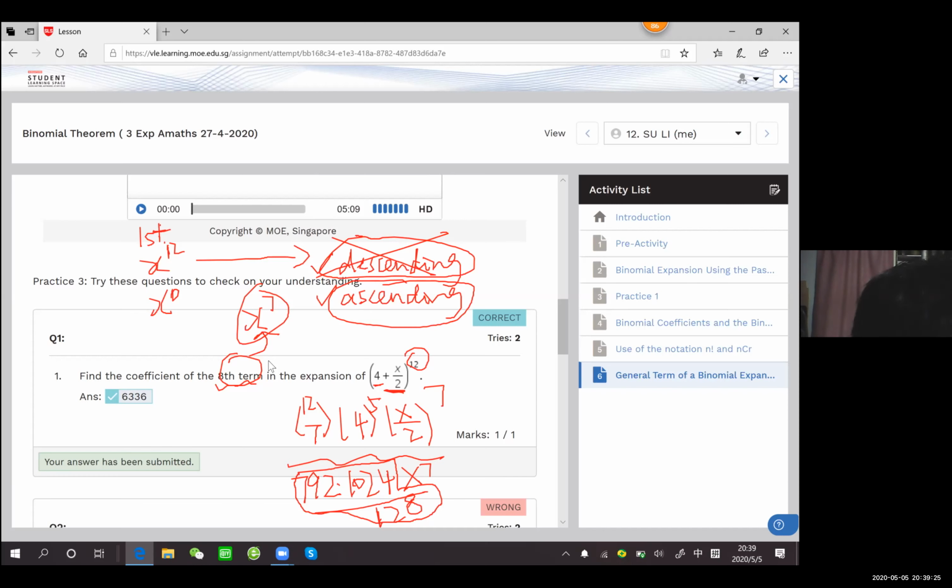With the x to the power of 7. No, they want the coefficient, right? So I only care about the one in front of this part. But can I ask why do we divide by 128? I didn't catch you. Sorry, can I ask why do you divide by 128? 2 to the power of 7, right? No, it's not about divide or times. This part gives you 792, right? And then this part, 4 to the power of 5, is 1024. Then for this term, you get x to the power of 7, and then 2 to the power of 7, and 2 to the power of 7 is 128. Just now you told me. That's why I put it below.